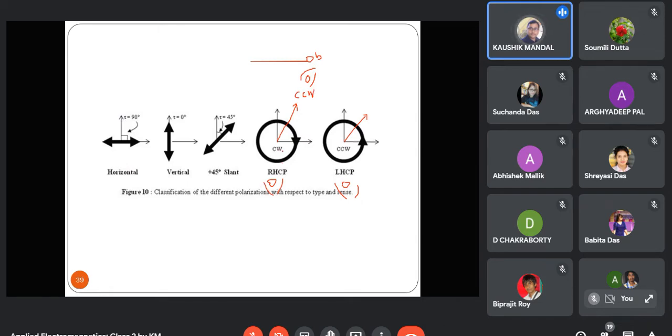In this particular figure, it is defined considering that the observer is on this side. But if you change the position of the observer to just the opposite, then the sense of rotation will change, and in that case, the sense of rotation will be clockwise. So it totally depends on the position of the observer.